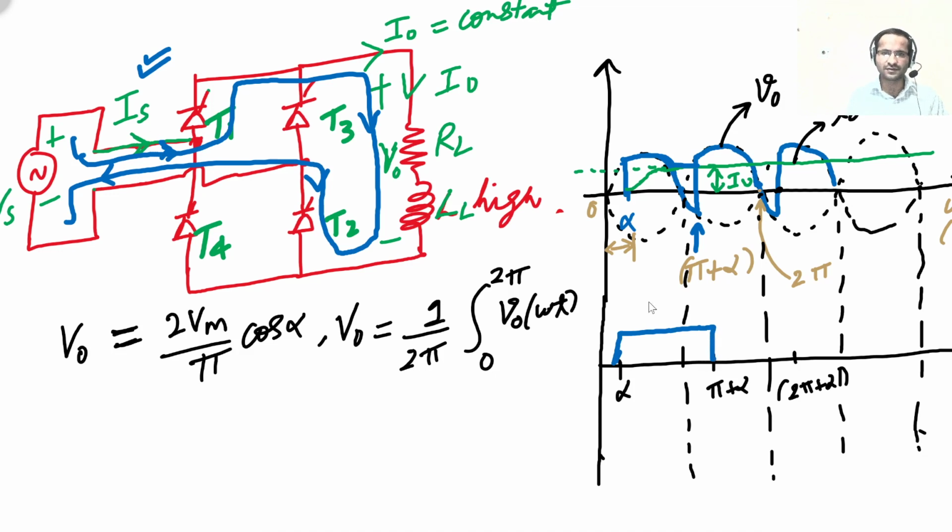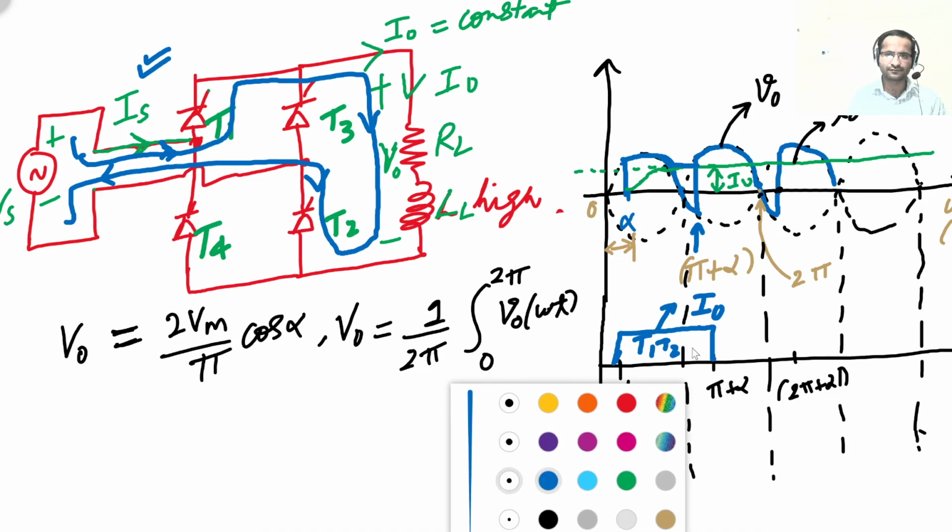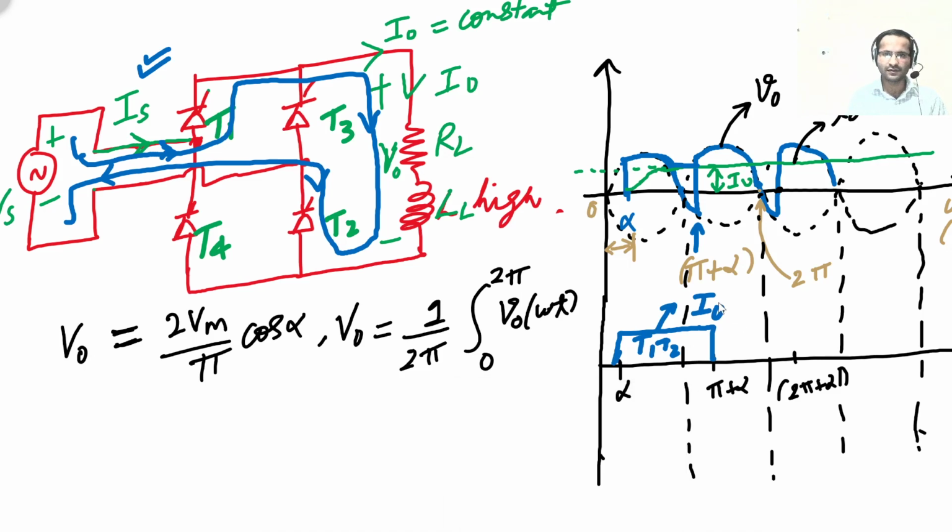So for this duration when T1 and T2 are conducting, this is the source current, and the magnitude of source current is equal to the magnitude of load current, I0. So this is what we are drawing, IS, the source current waveform.